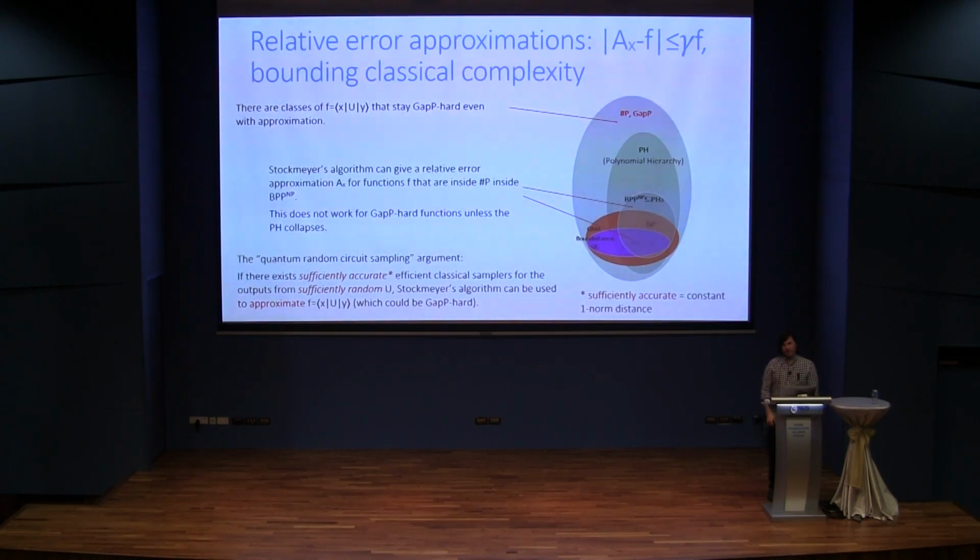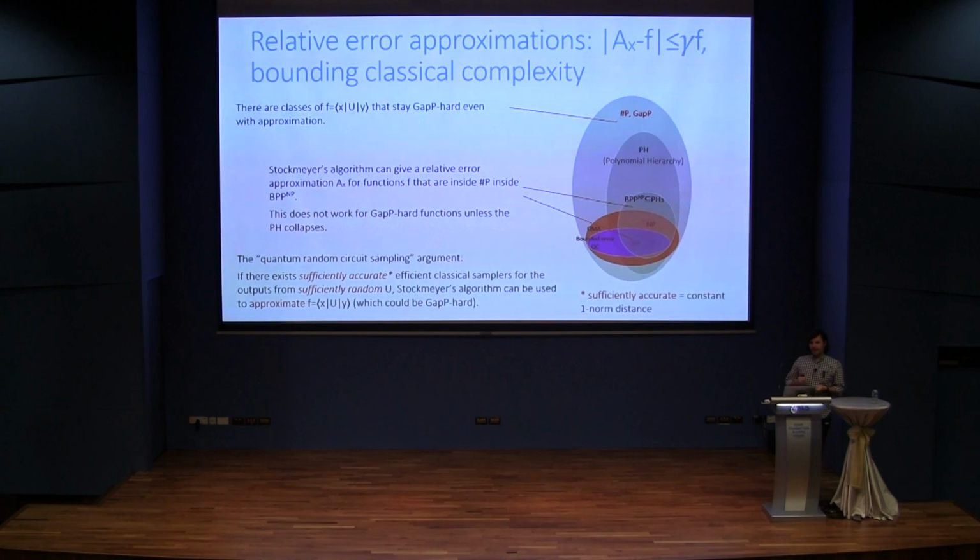But where things got really interesting was when Aaronson and Arkhipov realized that if you ran this sort of argument with randomized circuits, or in their case with randomized linear optical systems, then you could lift this argument from being a thing about multiplicative error bounds, which are completely unphysical, to being about normal notions of distance that we use in quantum computing all the time. In this argument, the quantum random circuit sampling argument, it showed that if there exist sufficiently accurate, efficient classical samplers for the outputs from sufficiently random unitaries U, Stockmeyer's algorithm can be used to approximate such functions, which could in principle be gap P hard. So there were a number of big leaps which got to that point, and I've swept a huge amount of detail under the rug.